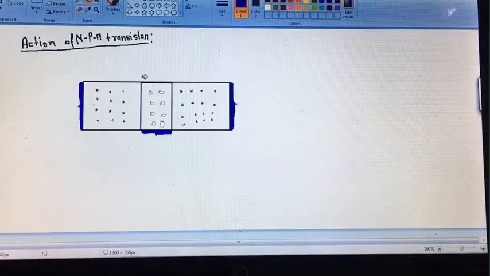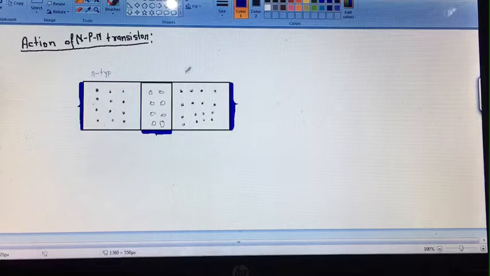Action of NPN transistor. We are going to discuss the working and the action of an NPN transistor. In that case, this is N-type semiconductor material.